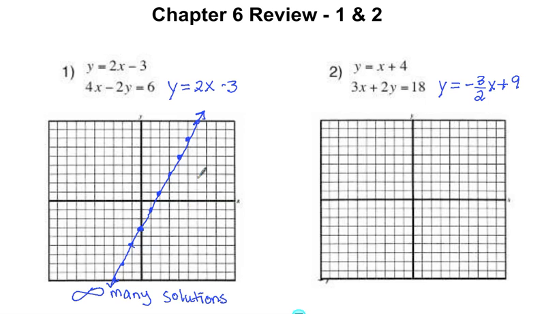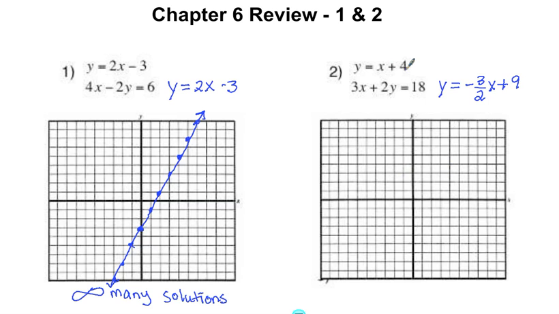So obviously, since it's one line on top of the other, every place they touch. There's no place they don't touch. The next one, the first one is solved for y for us. The second one I solved already. So when you solve for y, you should have gotten y equals -3x plus 9. So I'm going to go ahead and graph both of these.